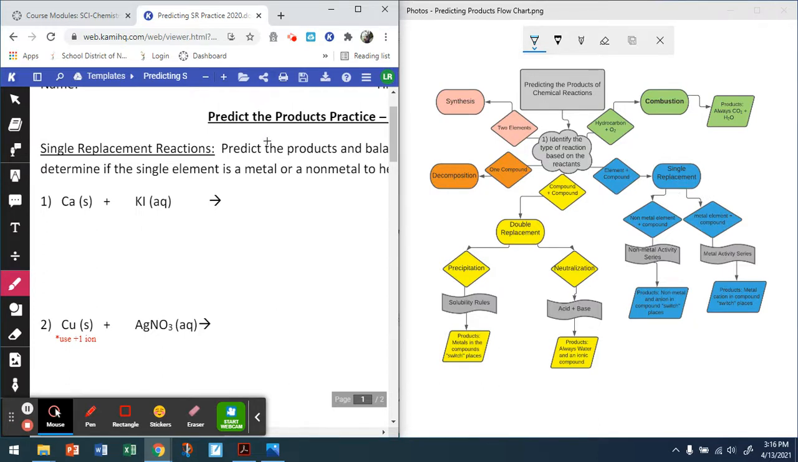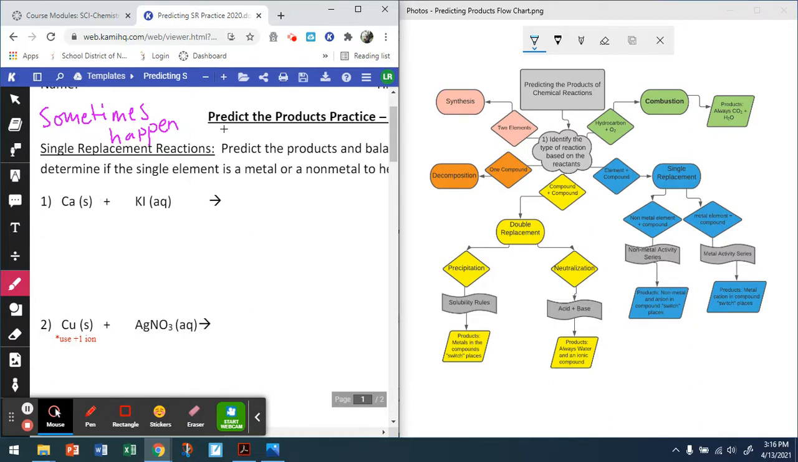Now, in order to predict the products, sometimes they happen, and sometimes single replacement reactions do not. So the difference here compared to combustion is that we need to decide, will this reaction actually occur or not? So one of the strategies I want to present here is an annotation technique to help you make sense of what you see. Now, we always want to note first the element that's presented by itself.